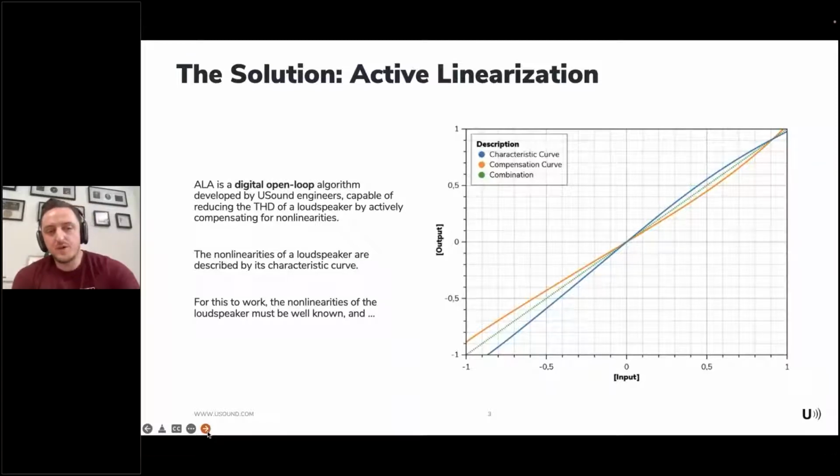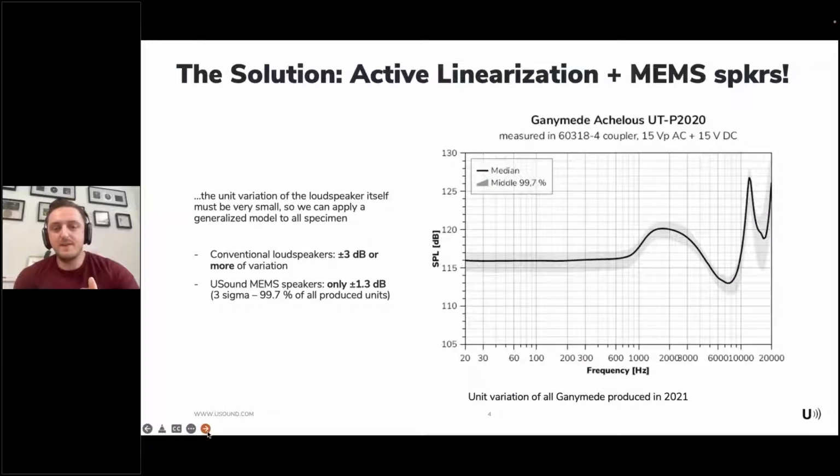But in order for this to work, of course, the nonlinearities of the loudspeaker must be extremely well known. So we need to characterize the loudspeaker. We need to measure it very accurately to get a feel of how the nonlinearities look like, so how the characteristic curve looks like over the full excursion levels. And the second problem is, if we want to apply this to a single speaker, then it's easily possible.